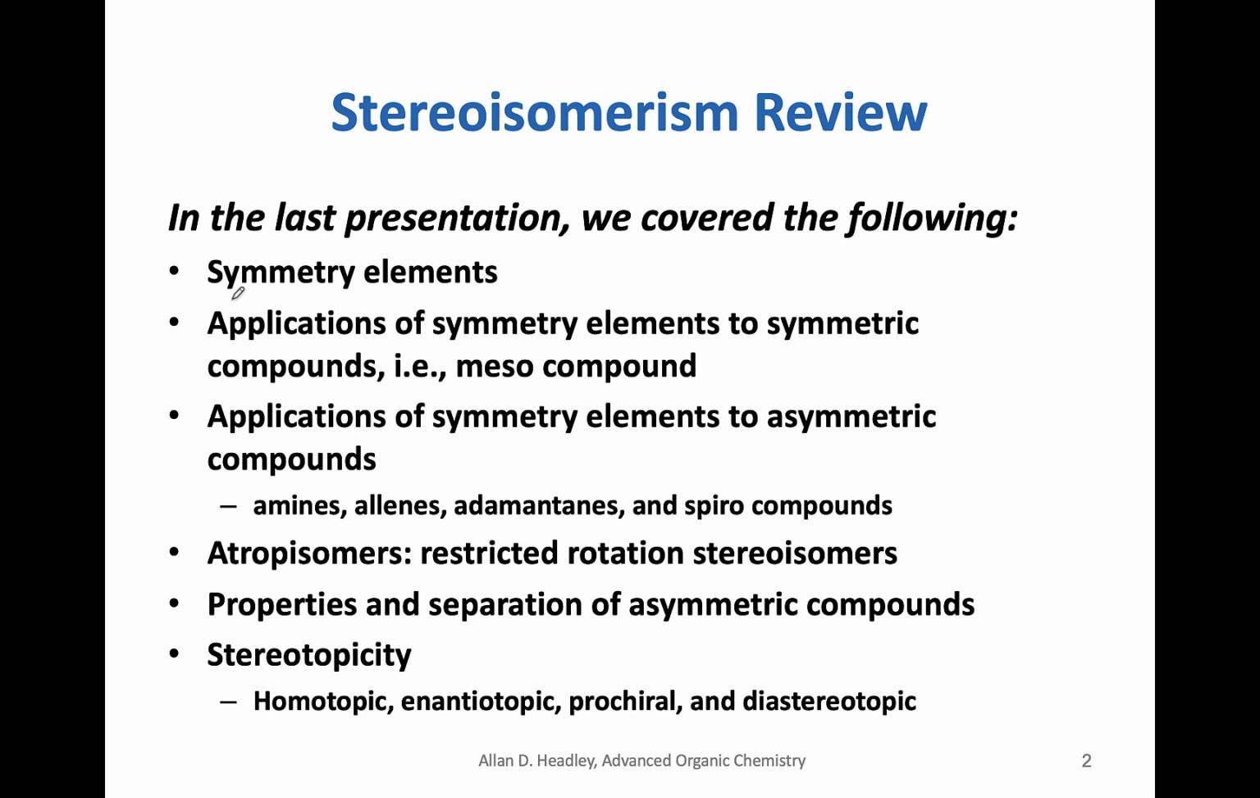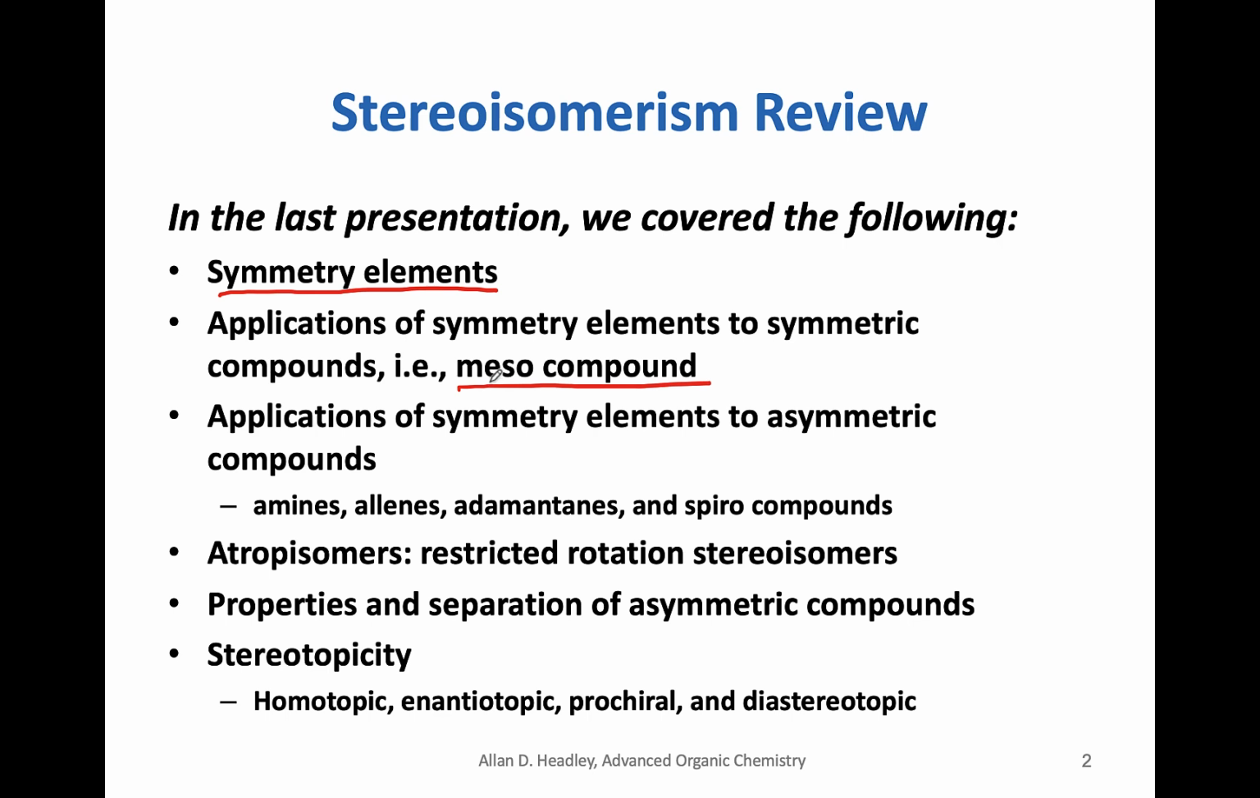Last lecture we introduced symmetry elements, and remember these are elements that are very useful in determining if a molecule is symmetric or not. This is important because symmetric molecules are typically not optically active, as we have seen here in the meso compound. So you may want to review that. The meso compound has chiral carbons, but it has a plane of symmetry and its mirror image is the same as the original.